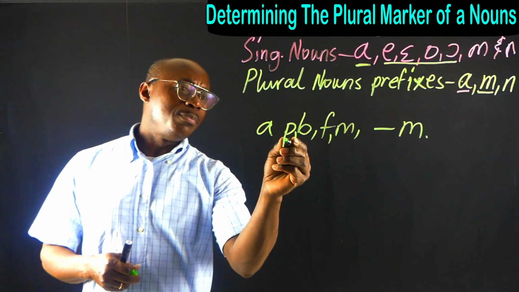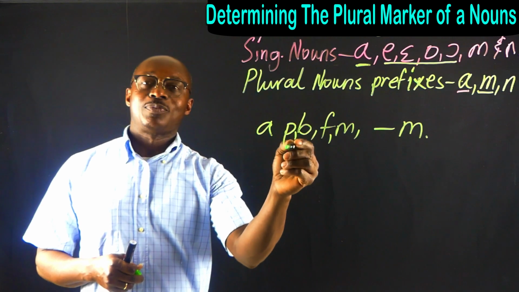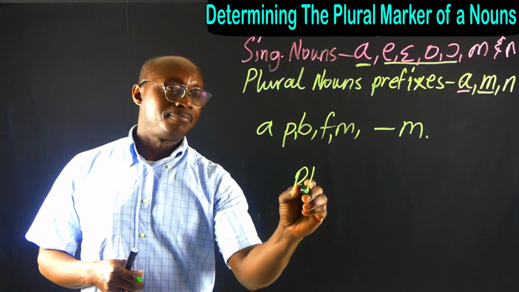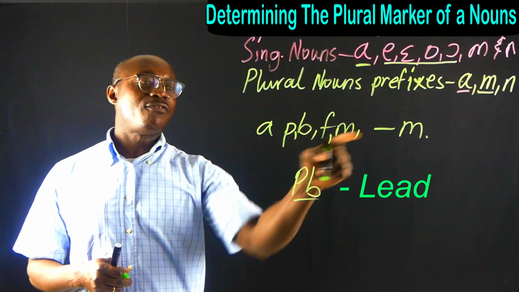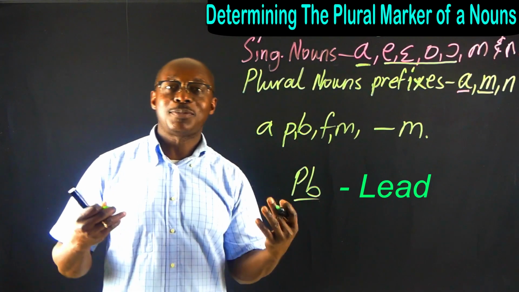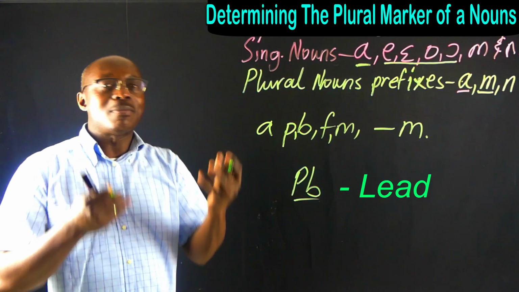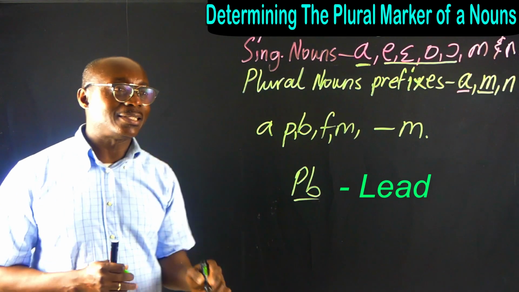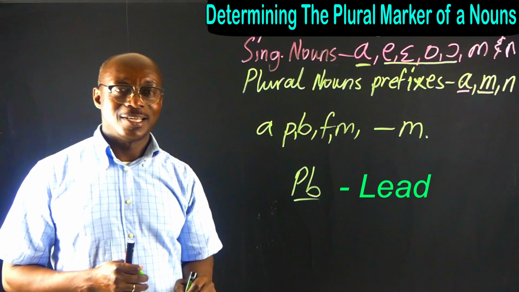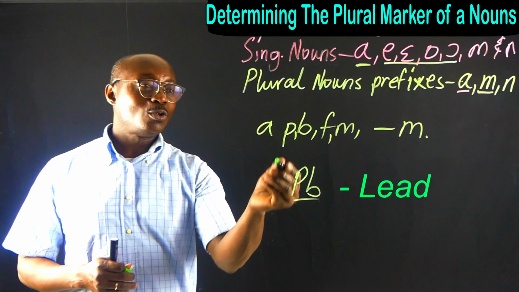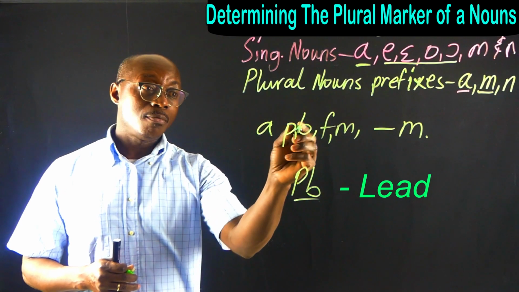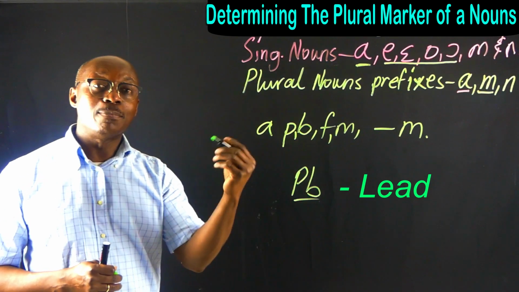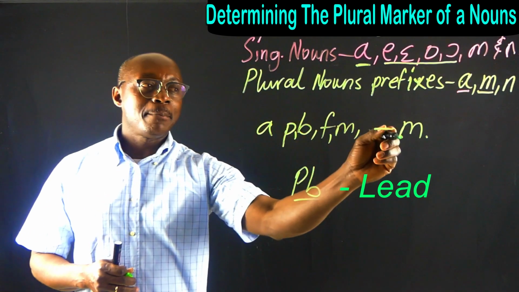I always say lead FM. We know that the chemical symbol for lead is what? Pb. This is it. And then FM. When I say it in that way, it helps me to remember very well. So probably it can also help you. So if the noun in the singular state has the prefix a, and then the stem word also begins with P or B or F or M, then in the plural state, it will take M as what?